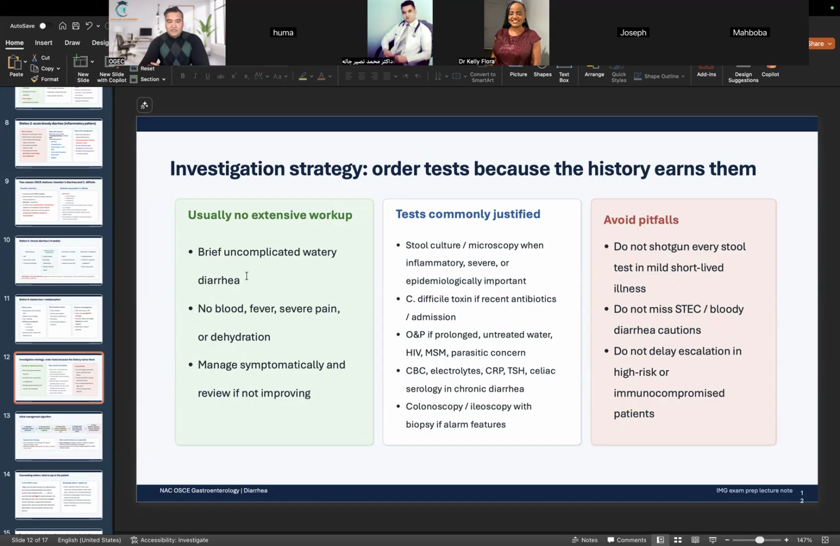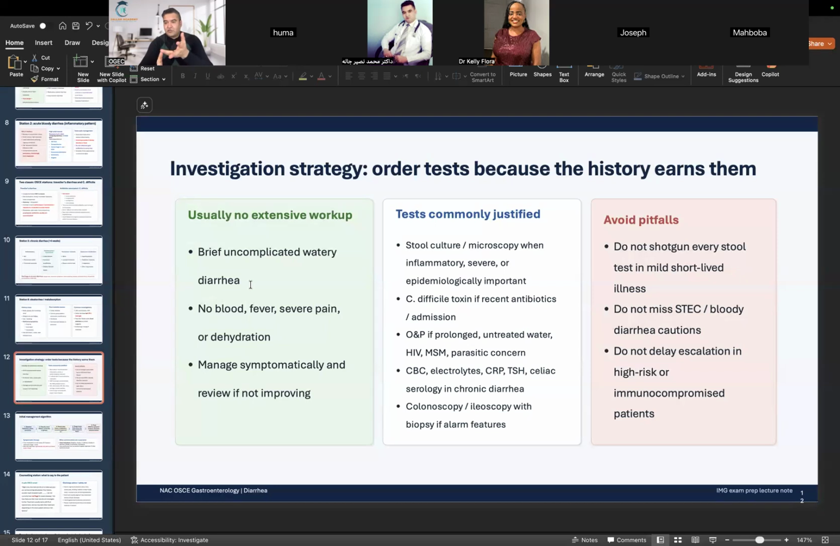So brief uncomplicated watery diarrhea does not need extensive workup. Even if you're getting a question as a post-encounter or in MCCQE Part 1, you have a patient who has only watery diarrhea, and it has been 2 days, no fever, no blood. And what is the next big step?